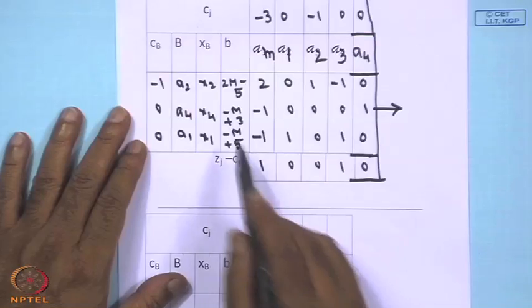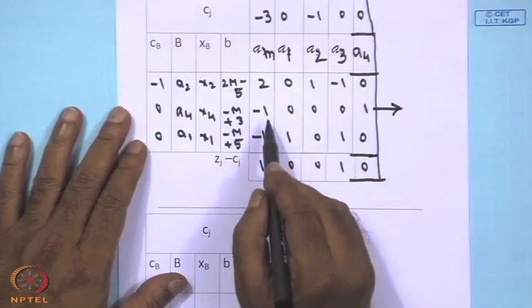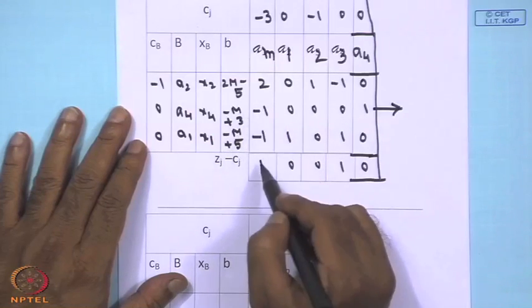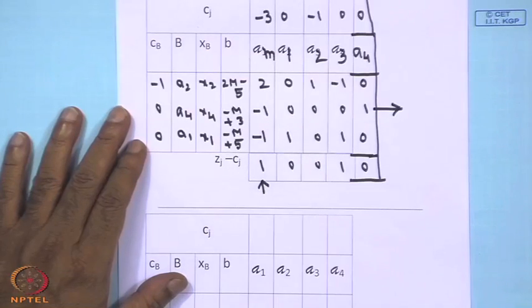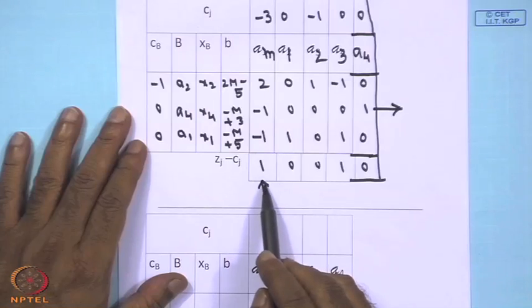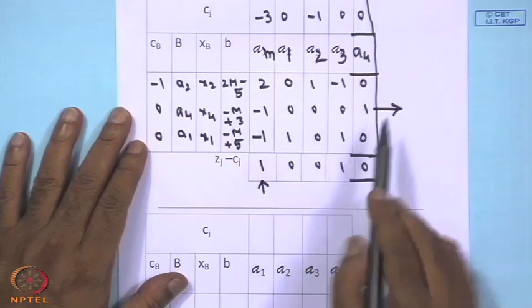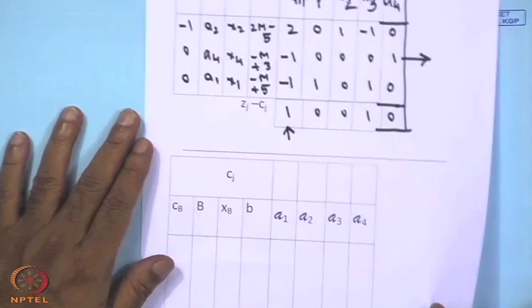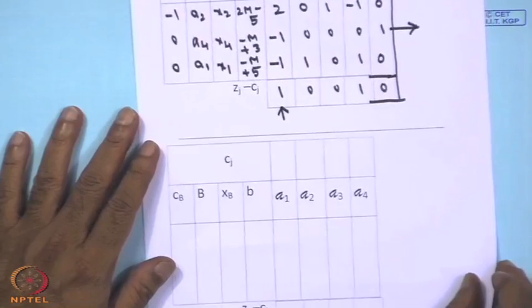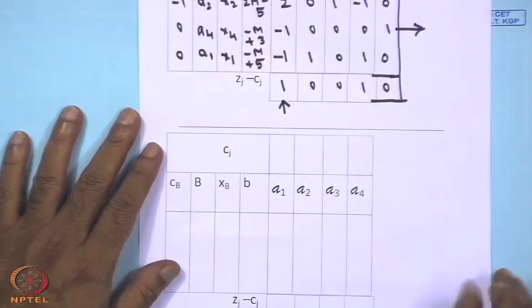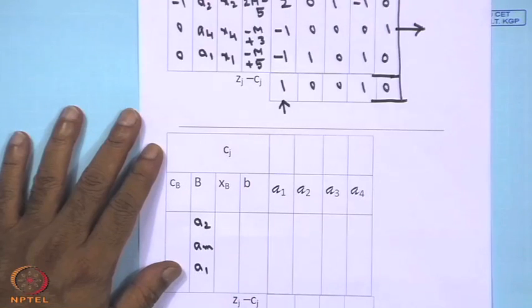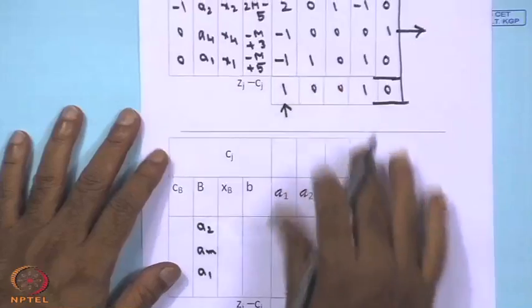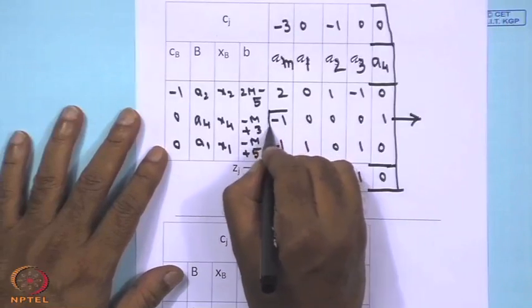Corresponding to this, we have only one negative y in the first element. So, 1 by minus 1. Therefore, a m will enter into the basis now, and your x 4 will be going out. So, your table will now be like this: a 2, a m and a 1. Obviously, in this table your minus 1 is the pivot element.